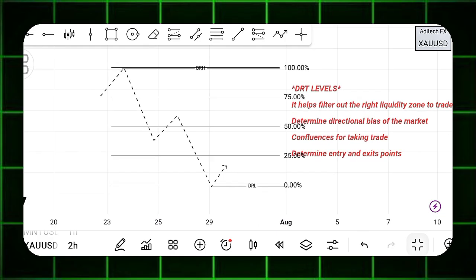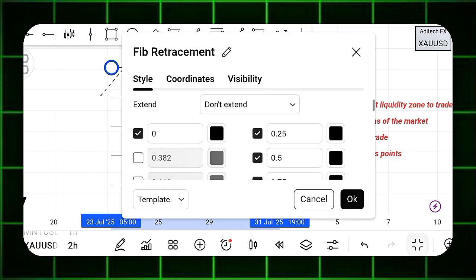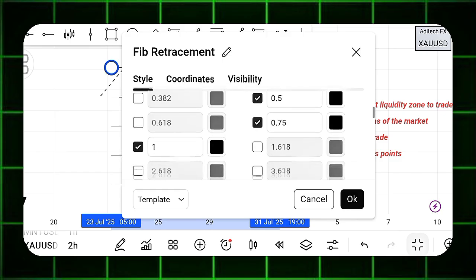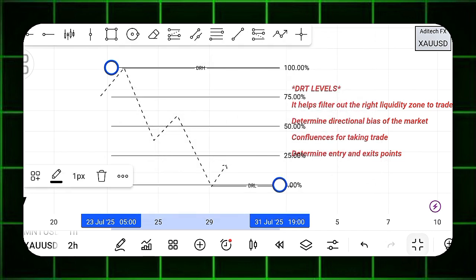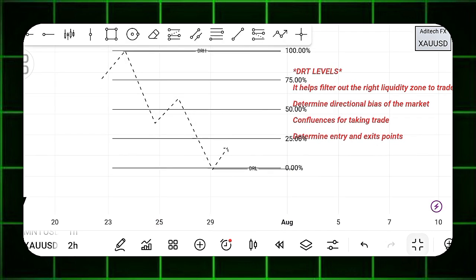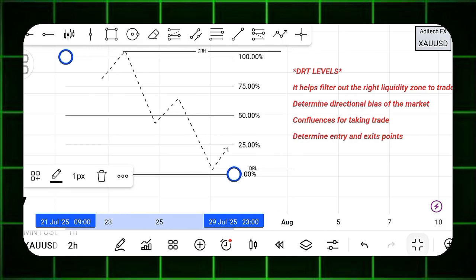So this is how I divided my daily range theory. You can just copy my exact settings. This is right here. So just activate 0, 0.25, 0.5, 0.75 and 1. And that's basically what I did. This 50% level is called the equilibrium level, which is why we also call it the 50 DRT level. And this 25 you are seeing right here is called the 25 DRT level, and this 75 you are seeing right here is called the 75 DRT level.